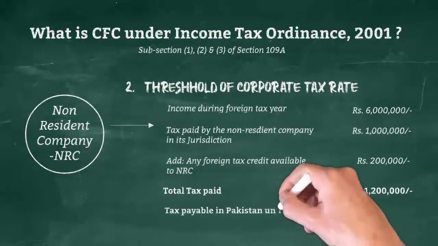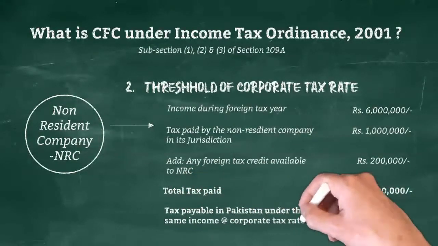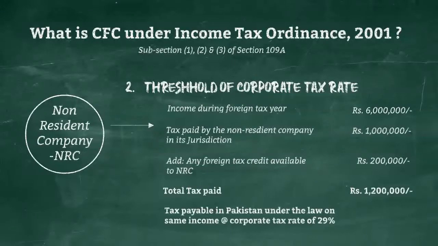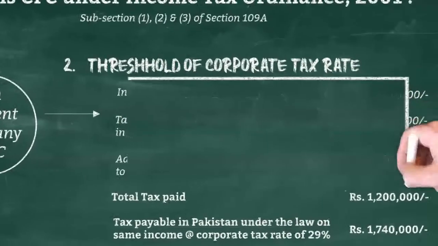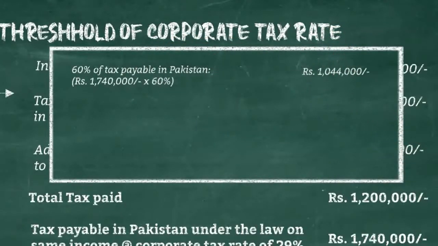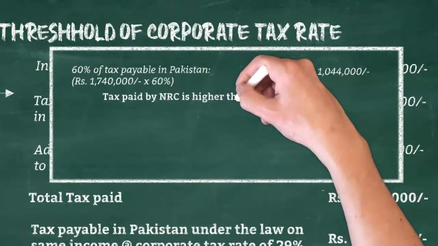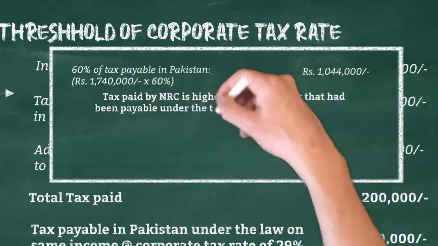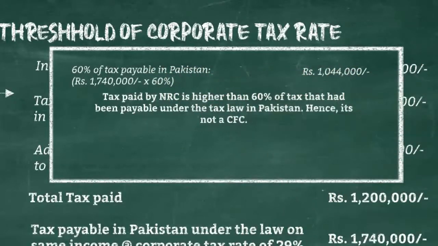Now, the normal corporate tax rate as applicable in Pakistan is 29% for corporations. The tax liability of the said income in Pakistan would have been rupees 1.74 million. So 60% of the tax payable in Pakistan works out at rupees 1.044 million. As the tax paid by the non-resident company is higher than 60% of the tax that would have been payable under the law in Pakistan, the said non-resident company is not a CFC.